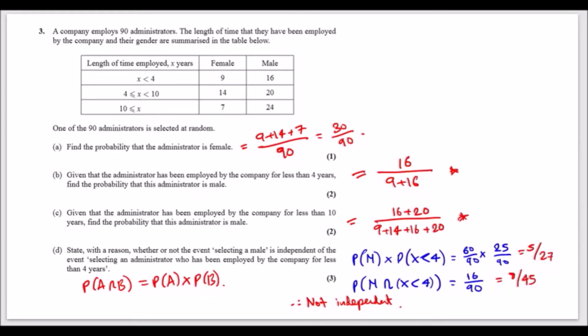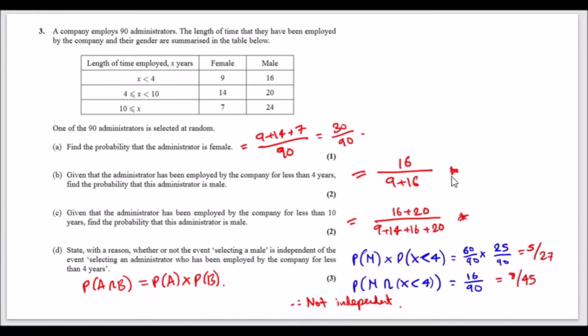Both work. Now B. Given that the administrator has been employed by the company for less than 4 years, when you use the term "given that", we're interested in the area. That's going to be our total value for the bottom. Less than 4 years implies the area is now out of 9 and 16, so out of 25 candidates. Find the probability that this person was male. Out of 9 and 16, the males were 16 of them, so it'd be 16 over 9 plus 16, and then you can simplify that.